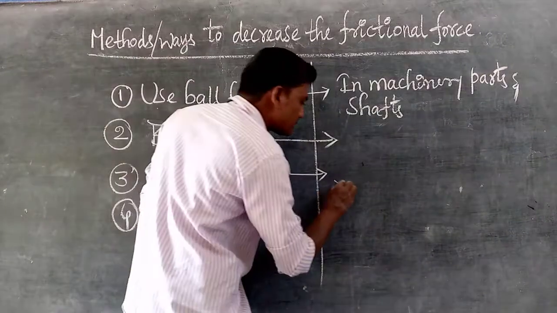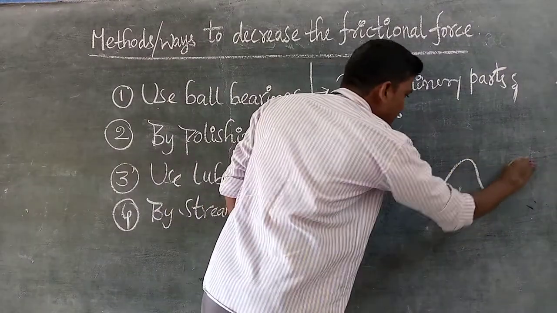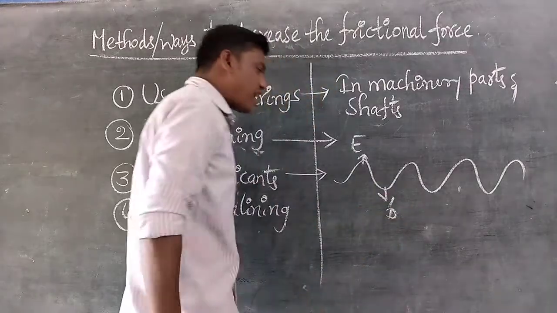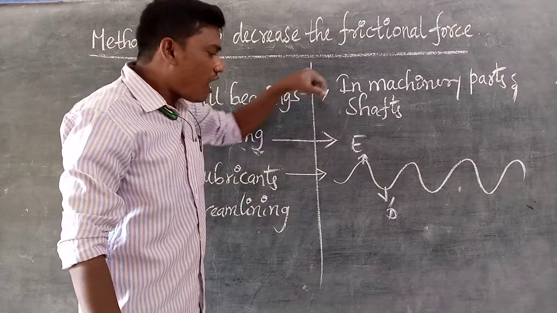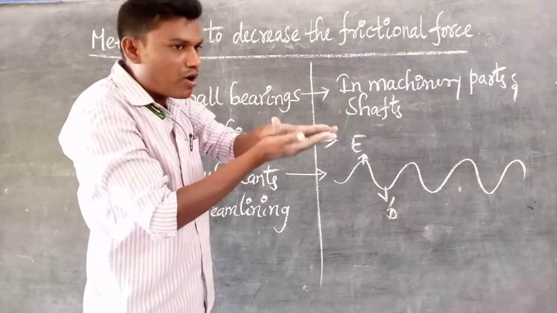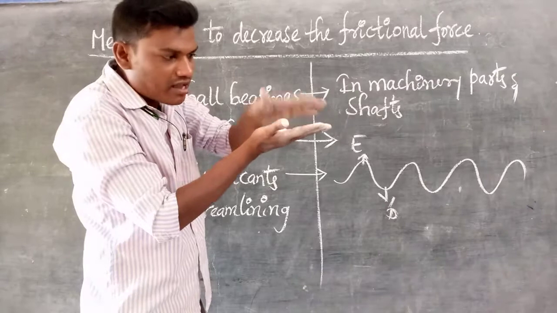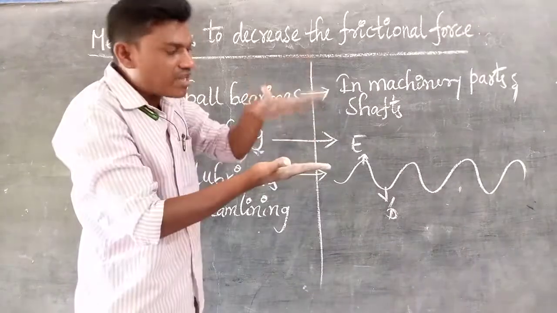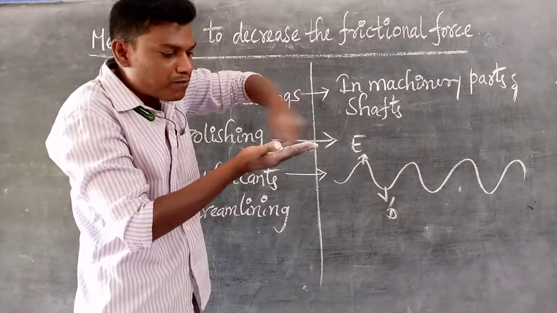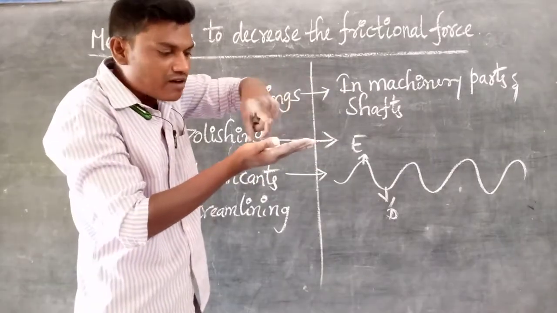You are observing that, like this one, it is called elevation. It is called depression. When we pour the oil or grease on the surface between the two bodies, means two bodies are in contact, between these two bodies, here this is one body, this is another body, on this surface of the body we pour the oil or fill the grease.